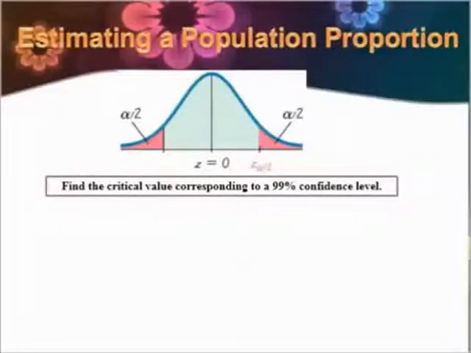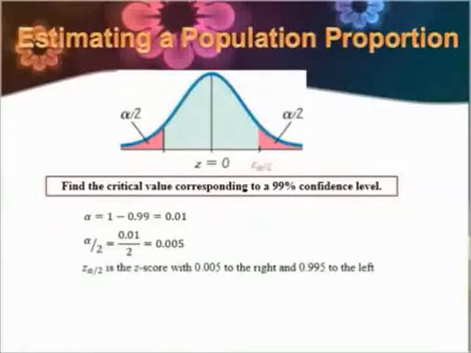99% confidence levels, 95 and 90% confidence levels are the most common. So let's do this last one and then we'll move on. We'll find the critical value corresponding to a 99% confidence level. If it's 99%, that means there's 1% left to be split among the two tails. So let's divide 0.01 by 2 and we get 0.005.